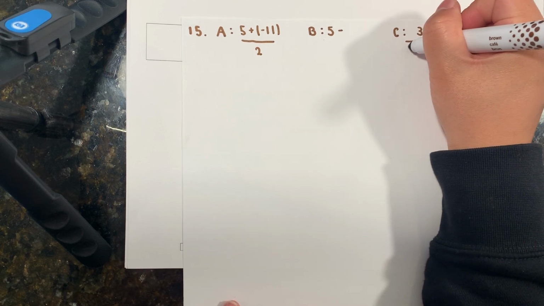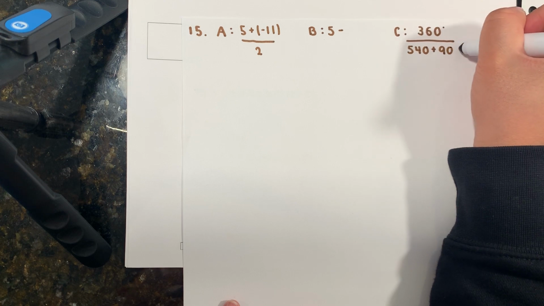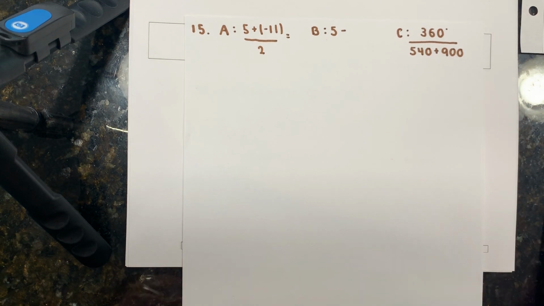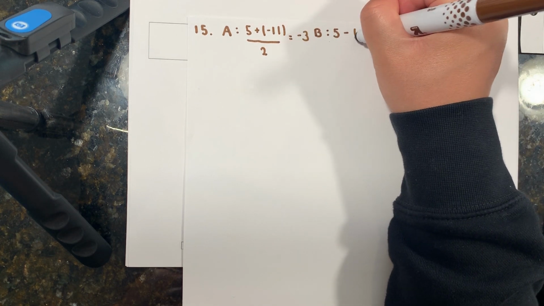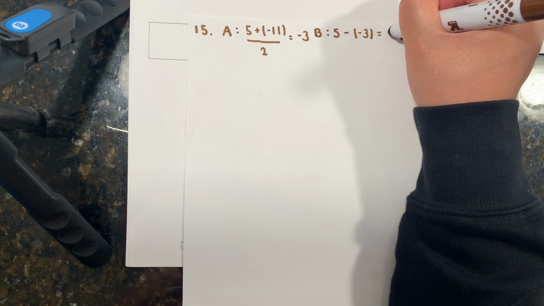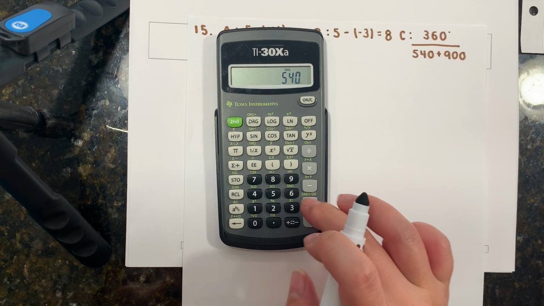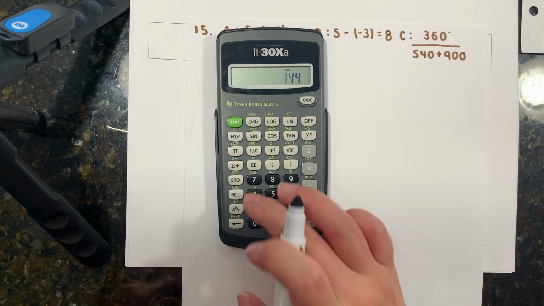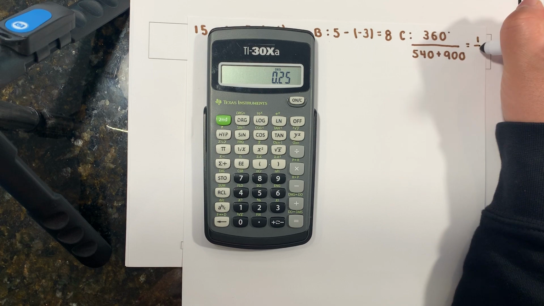So I said 540 to 900. I'm still going to do some simple math here. So 5 minus 11 would give me -6. Divide that by 2 would be -3. Then 5 minus what I got for A, -3, gives me 8. Now this part over here, I have 540 plus 900 is 1440. So 360 divided by 1440 gives us 0.25, which in a fraction would be 1/4.